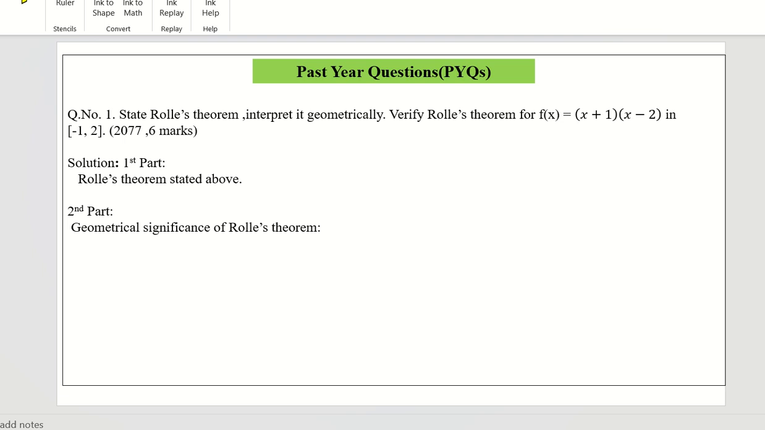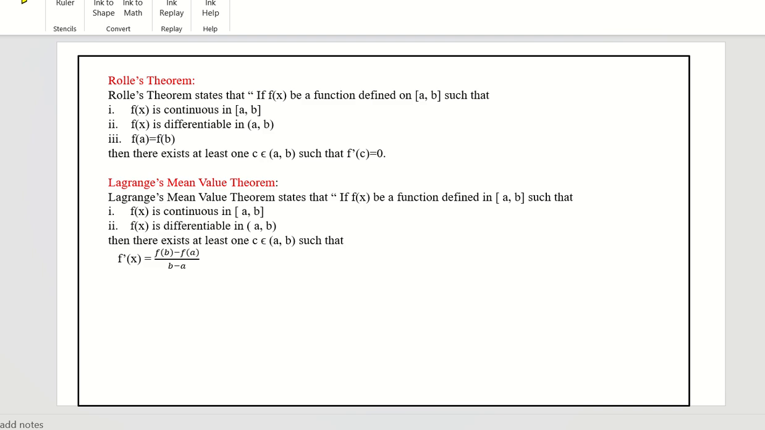Now what is the statement of Rolle's theorem? According to Rolle's theorem, for a function f defined on a closed interval, the function is continuous in that interval and the function is differentiable in the open interval. And the third condition is that the functional value at the extreme points is equal. That is, the function value at x equals a and the function value at x equals b are both equal.